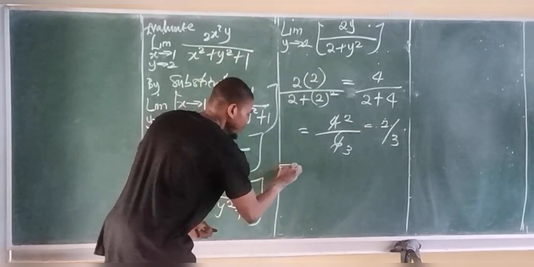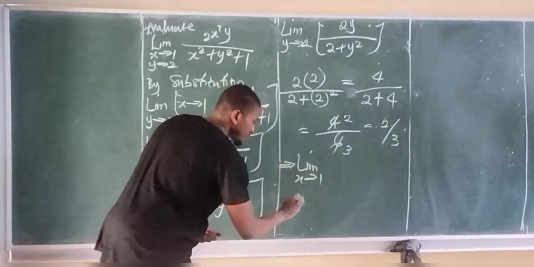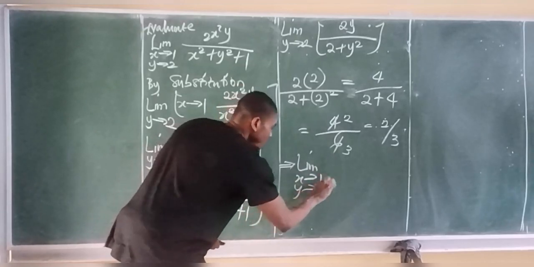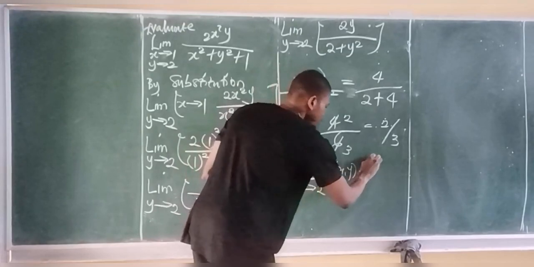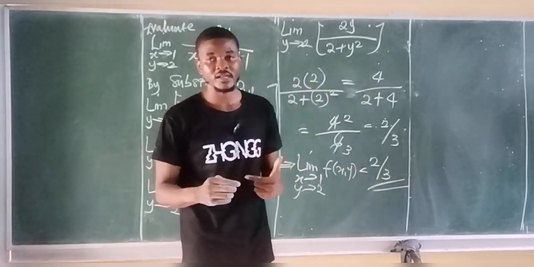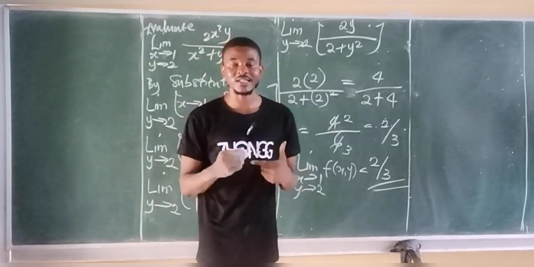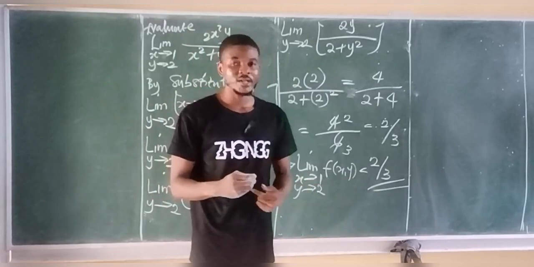So it simply implies that the limit as x tends to 1, y tends to 2 of the given function f(x, y) is simply equal to 2 all over 3. And this limit actually exists. So it is defined at that point. So there is no need to try out any other method. So that becomes the final answer to that problem.